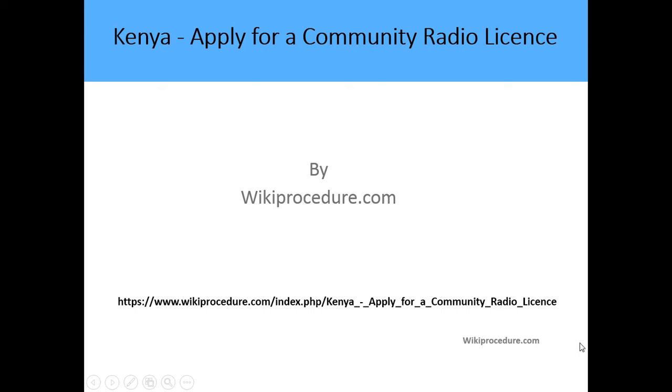Hello, welcome to another wiki procedure, and today we are going to look at how you can apply for a community radio license in Kenya.